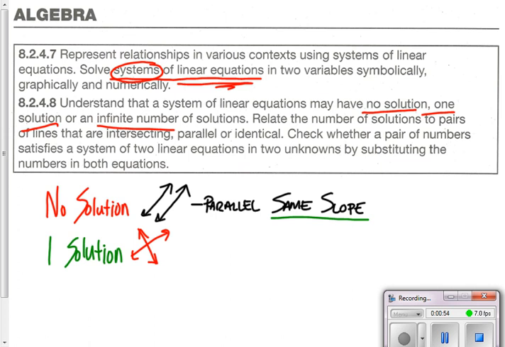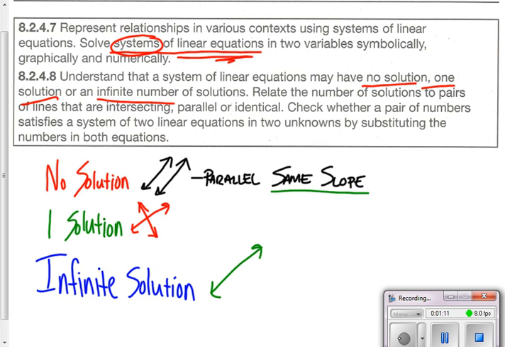One solution happens when lines intersect. That means they would have different slopes. So the slopes have to be different. They don't have to be positive and negative. They can both be positive. It's just that when the slopes are different, lines will eventually intersect at a given point.